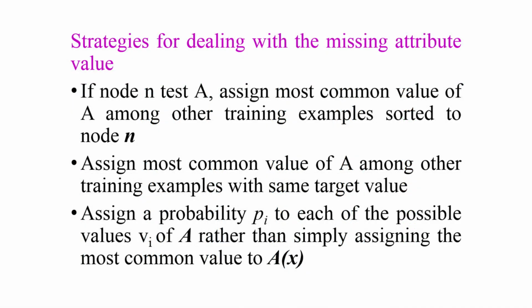Strategies for dealing with the missing attribute values. If node n tests A, assign the most common value of A among other training examples sorted to node n, or assign the most common value of A among other training examples with the same target value. Means we are considering the other training examples in that attribute and we are assigning the similar value over there. Another strategy: assign a probability Pi to each of the possible values Vi of A, rather than simply assigning the most common value to A of X. Means we directly won't substitute the most common value. Instead of that one, we will calculate the probability of the possible values of that attribute.